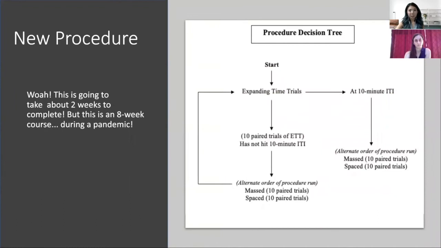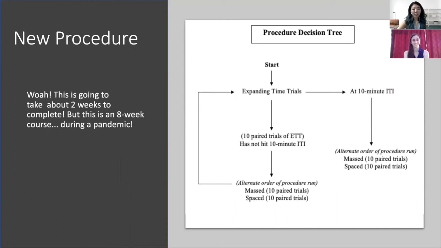So when we were looking at the time that we had to actually run our study, we realized that we had a time constraint. This study was actually supposed to take about 2 weeks to complete, but this is in total an 8-week course with a few weeks to run our pilot and our study during a pandemic. So we realized that we needed to make some changes.